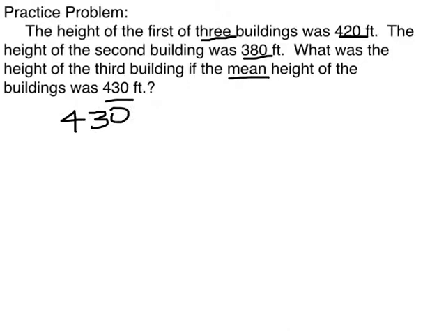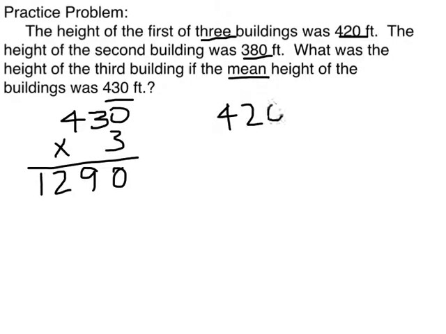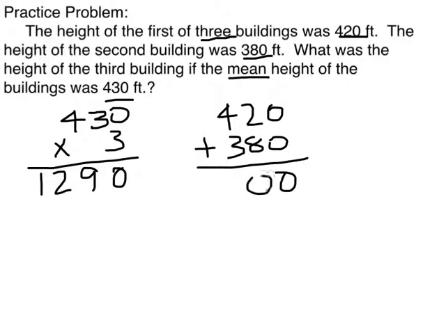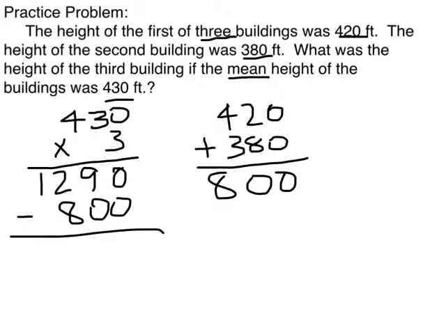430 times 3 buildings gives us 1,290. I know that the first 2 are 420 and 380 respectively. When I add those, I get 800. If I subtract 800 from the total of the 3, I get 490. So that third building was 490 feet.